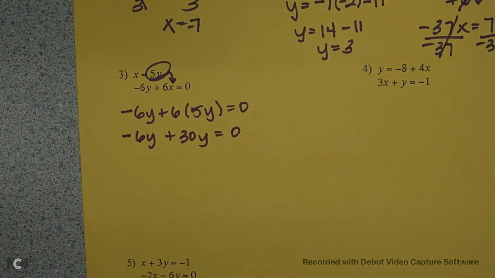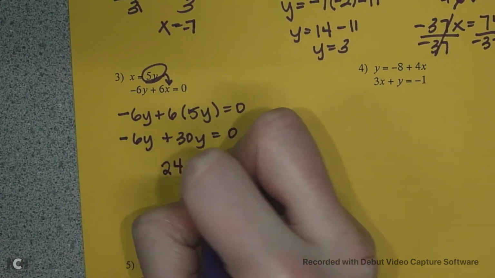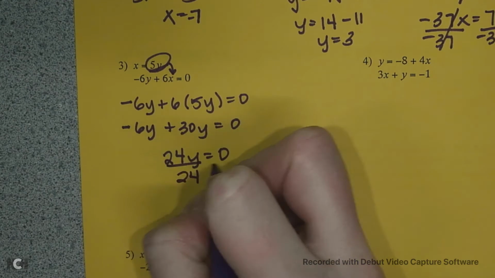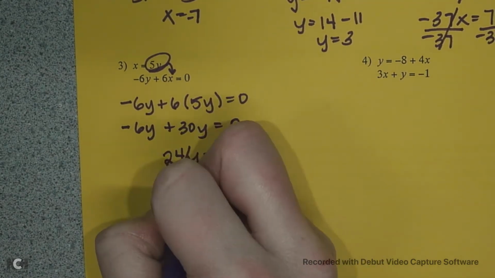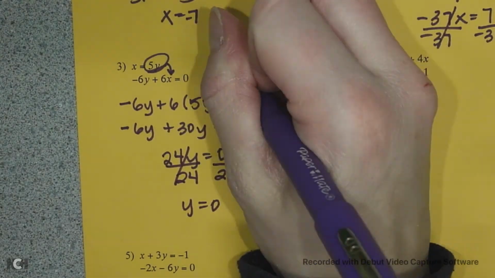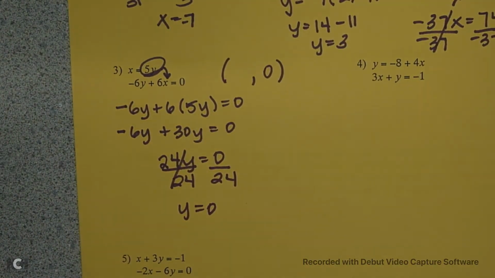Well, -6y plus 30y is going to give us 24y is equal to 0. Then we have to get the variable by itself, so we're going to divide each side by 24, and y is equal to 0. So now we need to figure out our x value because we know half of our answer, which is our y value.